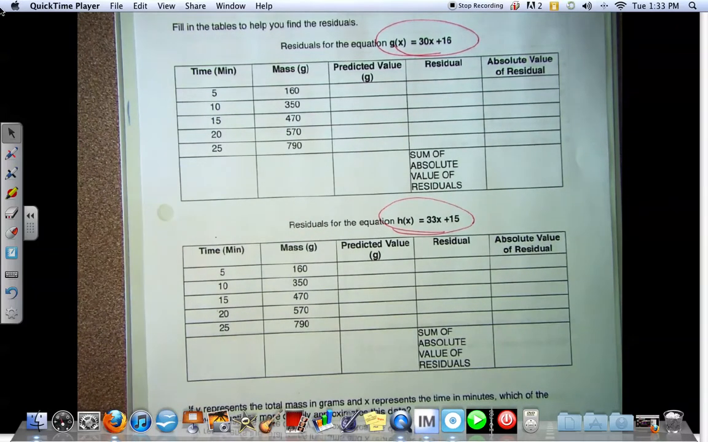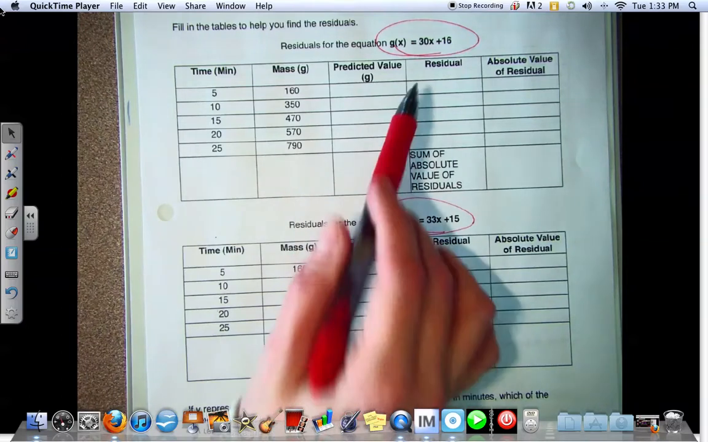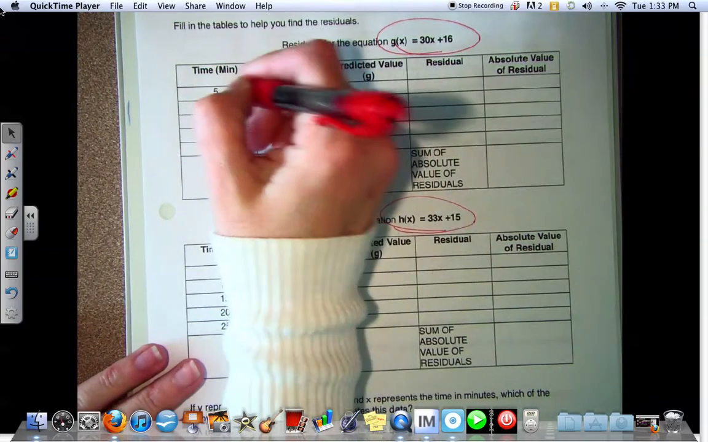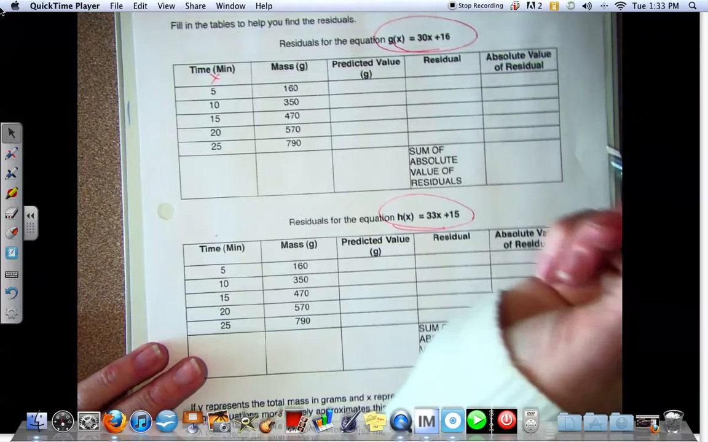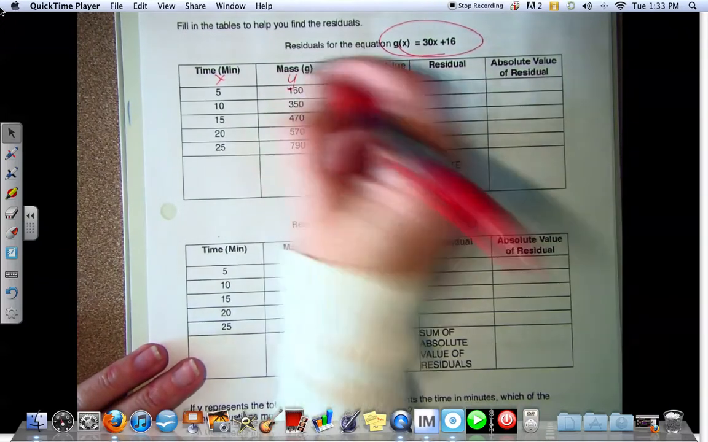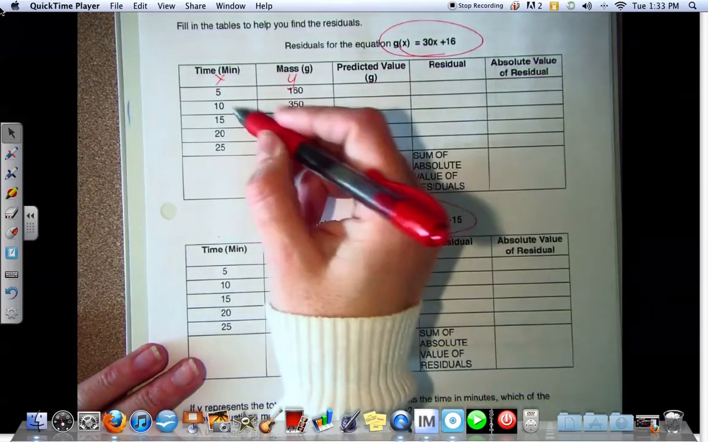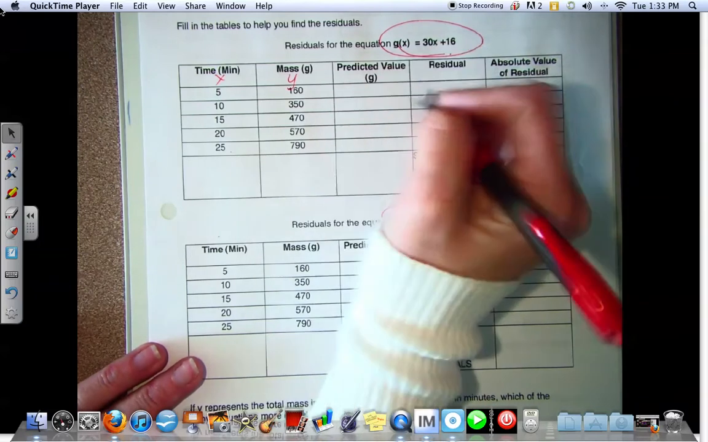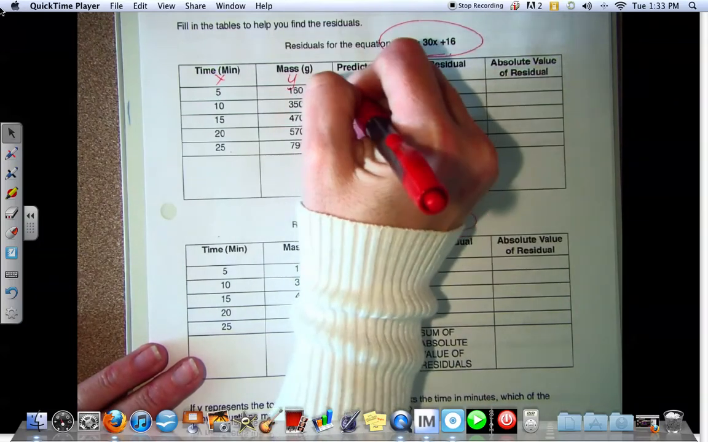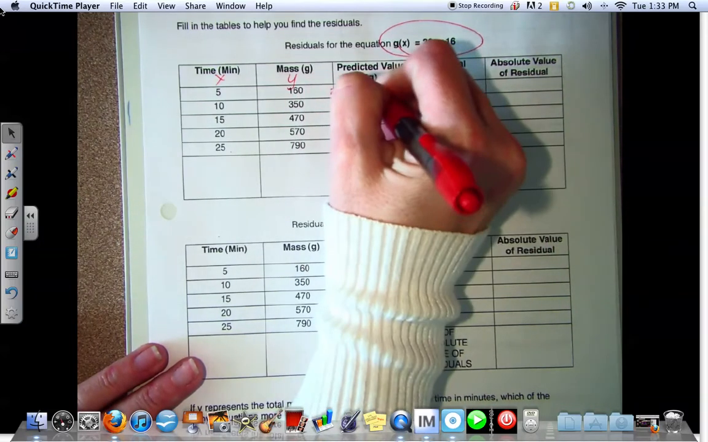So how do we start off finding the predicted value? Don't you do the x equals something, mx plus b? 5 times 30 equals 60. Correct. We're going to substitute in the time. Time goes on which axis? X. And the mass goes on y. So we are going to substitute in the time into this equation to get a predicted value. So we have 30 times 5 plus 16.